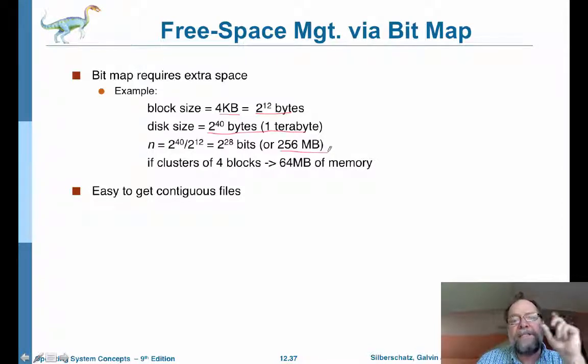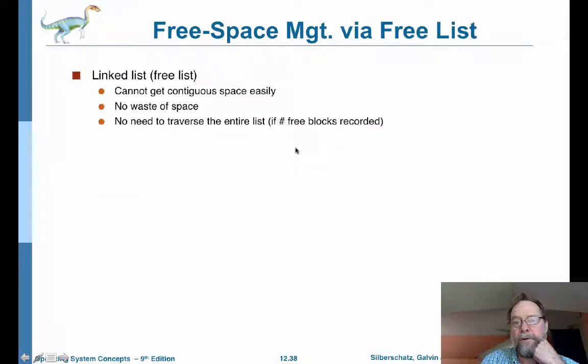If we are clustering our blocks into blocks of 4, that is, we only allocate them in blocks of 4, then that's going to decrease our free bitmap vector down to only 64 megabytes of memory. It's still relatively small, terabyte, 1,000 gigabytes. This is a quarter of a gigabyte, so a relatively small proportion of the hard drive space is used to store our free bit vector that way.